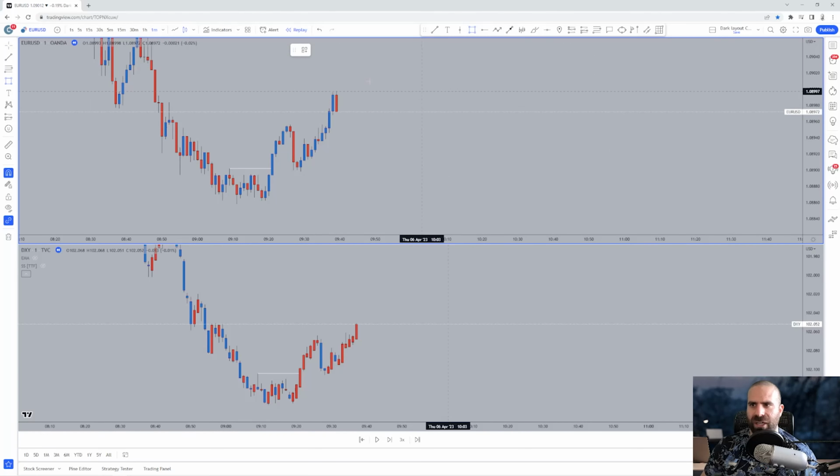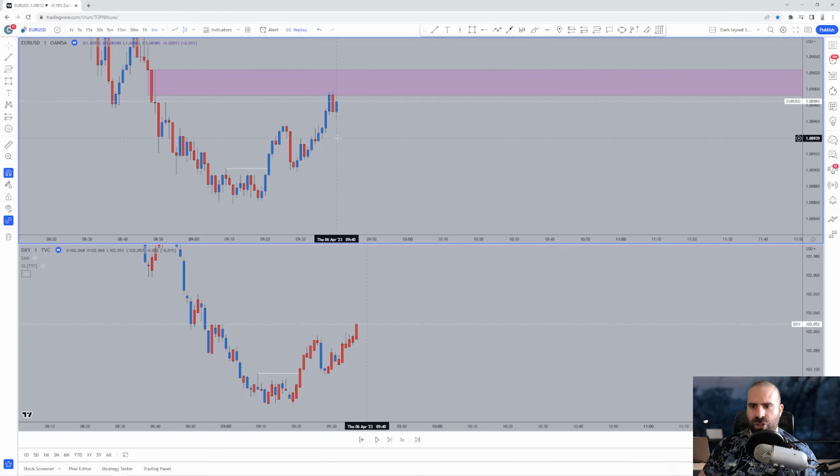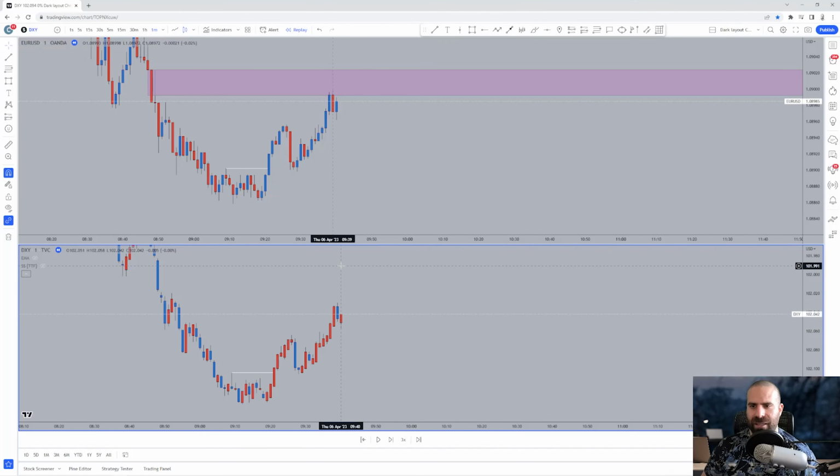On the 1 minute only, no need to interchange between timeframes. Here is a fair value gap on Euro US dollar, so we might see a reaction from here, and we are at 940. I will coordinate the dollar index, so we are at 940 as well.